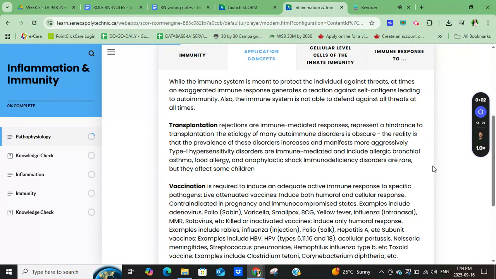Examples include adenovirus, polio, varicella, smallpox, BCG, yellow fever, influenza (intranasal), MMR, rotavirus, etc. Killed or inactivated vaccines induce only humoral response. Examples include rabies, influenza (injection), polio (Salk), hepatitis A, etc. Subunit vaccines. Examples include HPV types 6, 11, 16, and 18, acellular pertussis, Neisseria meningitidis, Streptococcus pneumoniae, Haemophilus influenzae type B, etc. Toxoid vaccine. Examples include Clostridium tetani, Corynebacterium diphtheriae, etc.